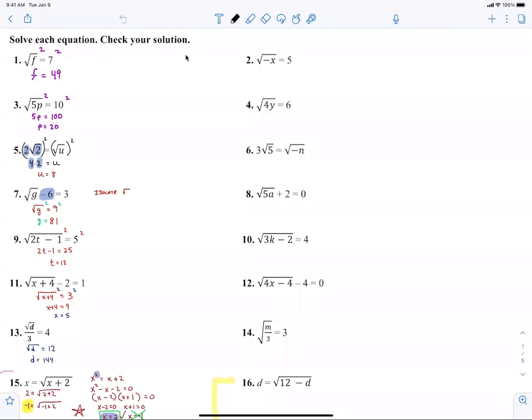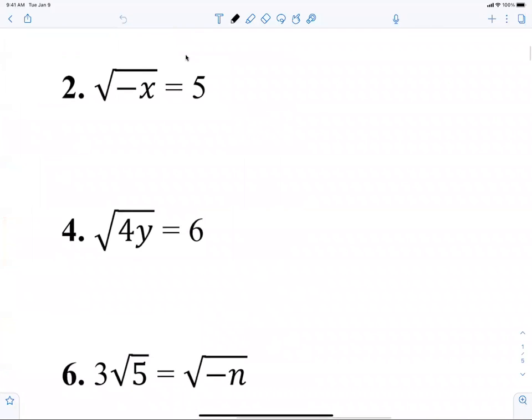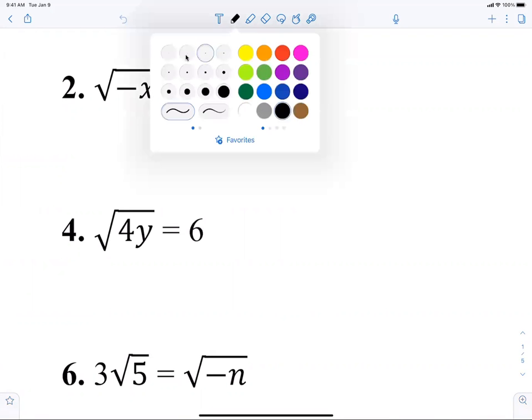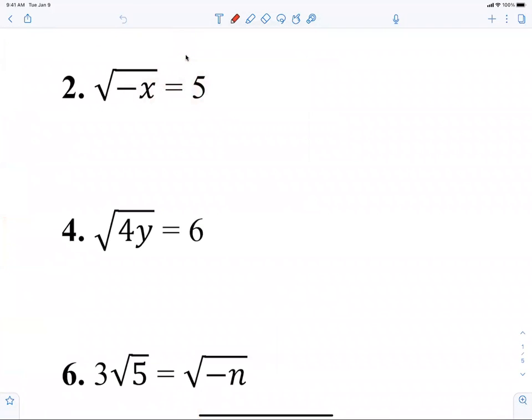And let's talk about solving radical equations. In order to solve a radical equation, we must eliminate the radical sign. So we say that the inverse of a radical is a square. So essentially, all you're doing is squaring both sides.